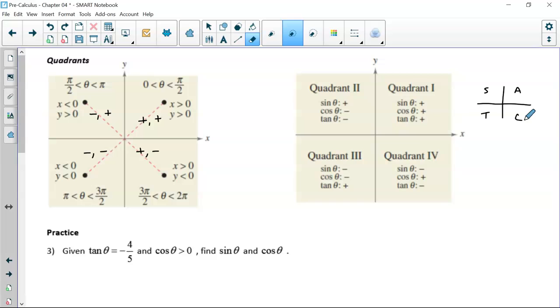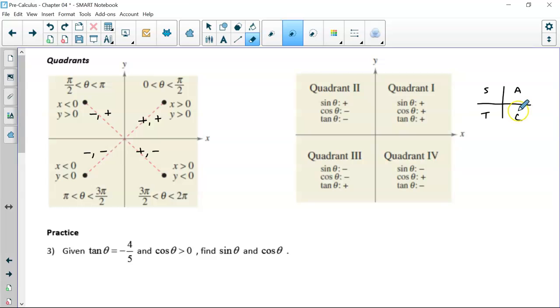It's not necessarily true that all students take calculus, but it helps me to remember in quadrant 1, they're all positive. In quadrant 2, sine is the only one that's positive. In quadrant 3, tangent's the only one that's positive. And in quadrant 4, cosine is the only one that's positive.